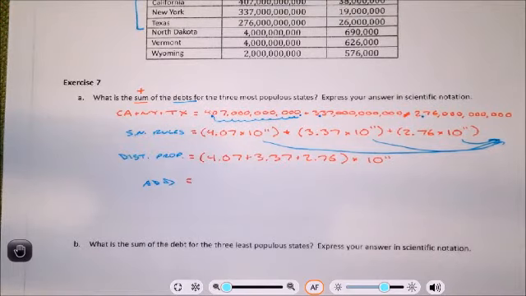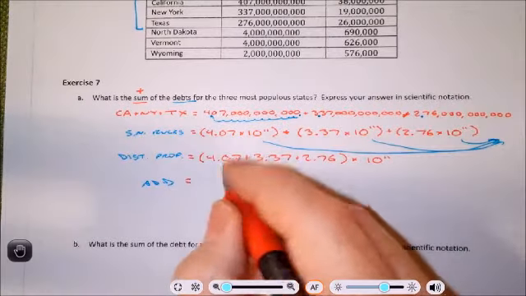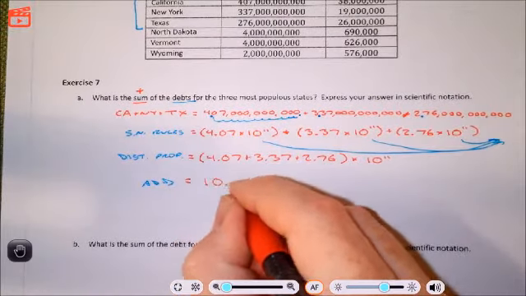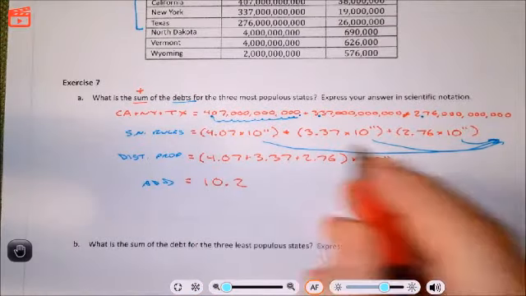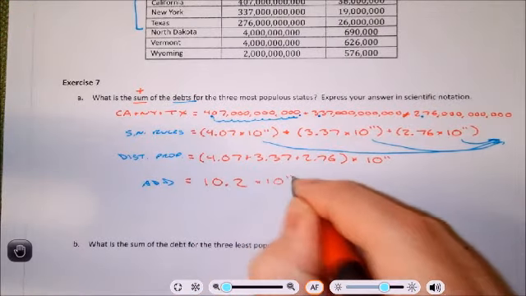And this is a lesson where I'm okay if you have a calculator. If you want to use a calculator for some of these addition and multiplication, that is okay, because the main focus is, do you know how to do the scientific notation work, not can you add. So when you add these three numbers together, you get 10.2. And then we can keep the times 10 to the 11th.